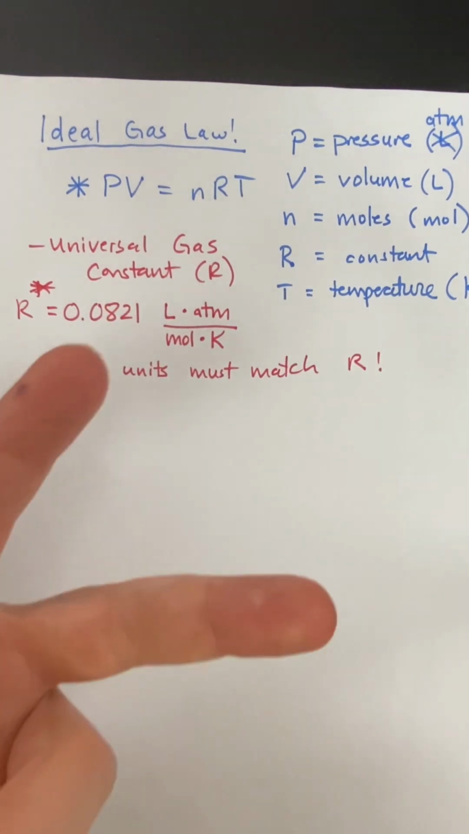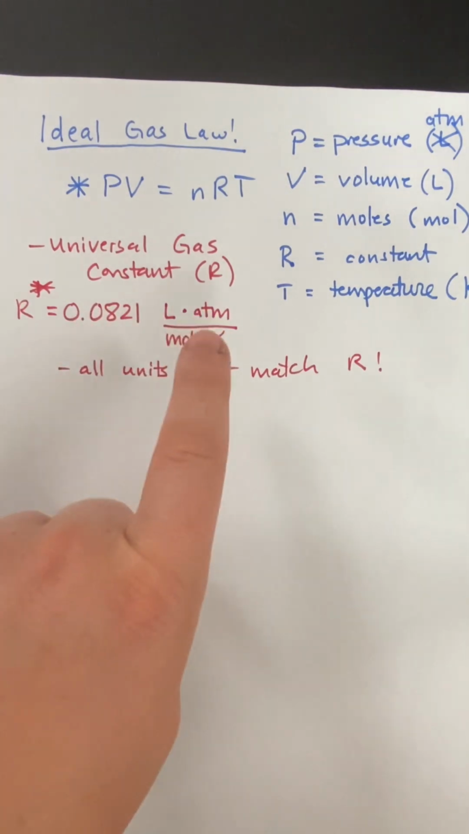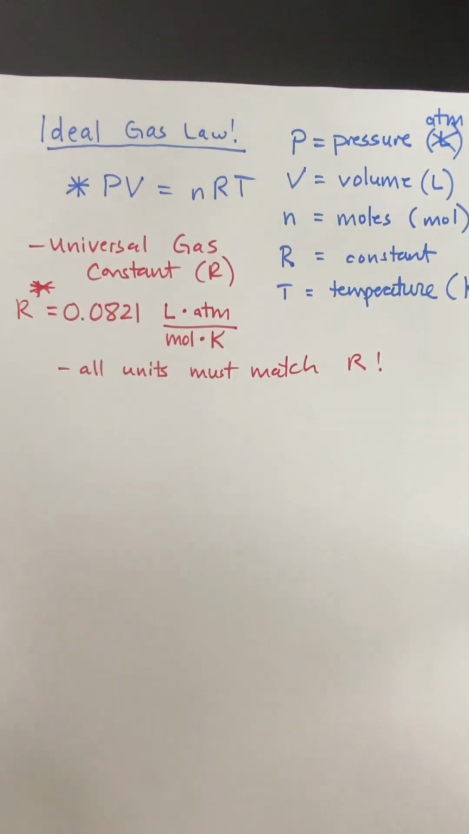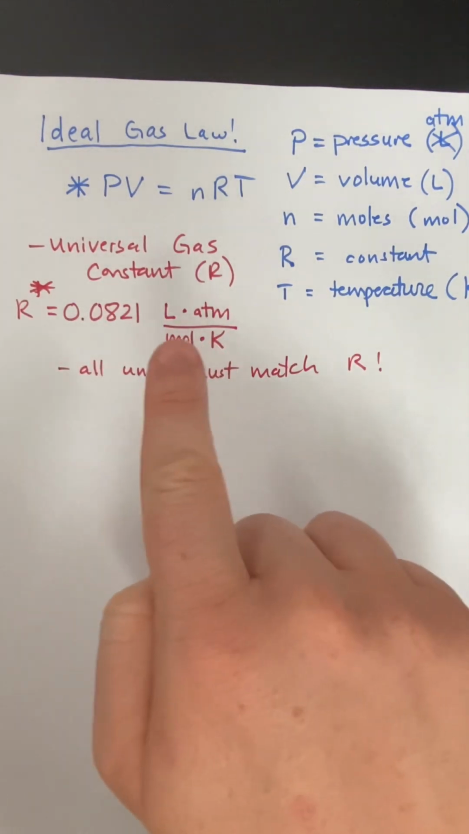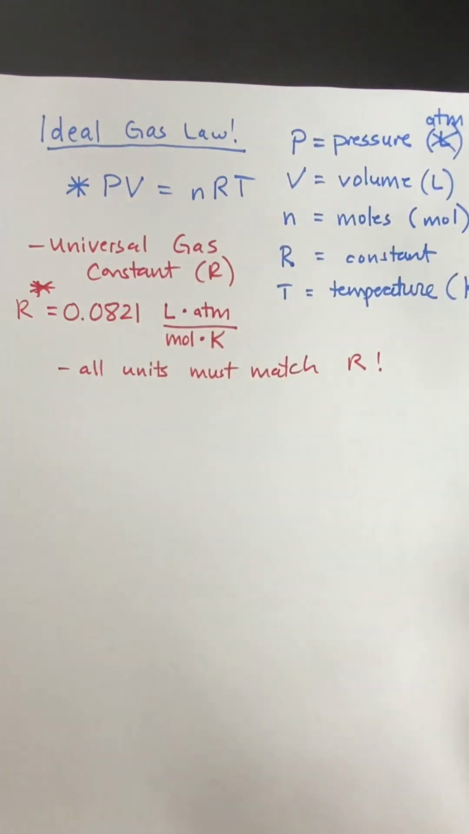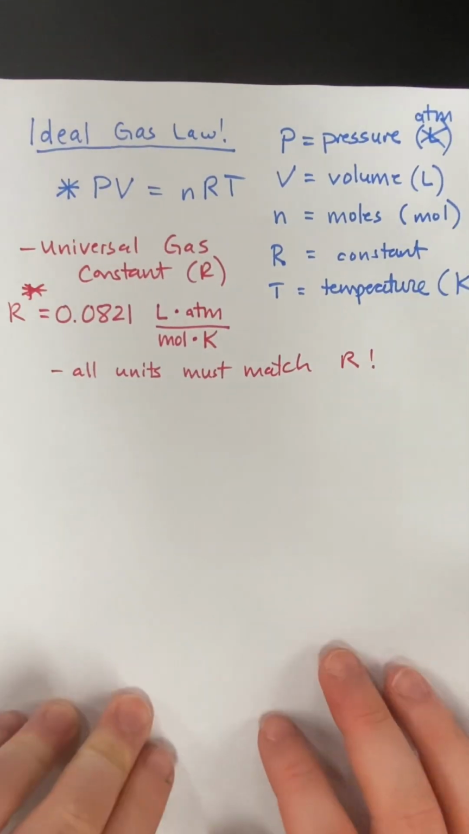So there are two approaches here. The first approach is to memorize a whole bunch of different R's and a whole bunch of different units, and then pick the R that matches your units. I find that a little bit obnoxious, and it's a lot of memory. So instead, I memorize one number with one set of units, and I convert whatever I'm given to match. Okay? All right, let's work a problem.